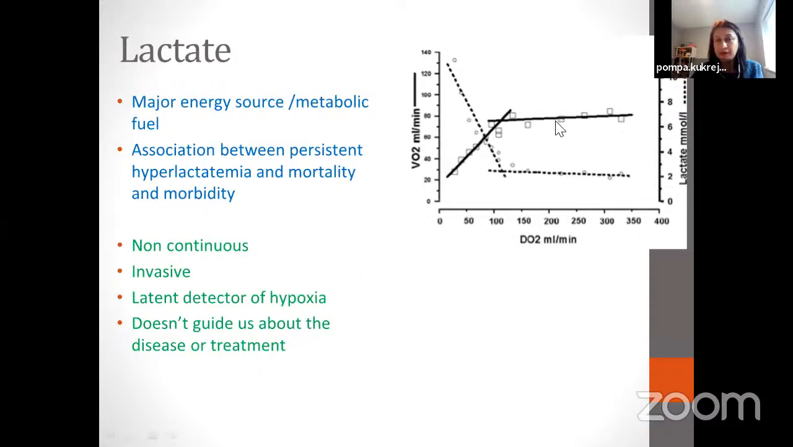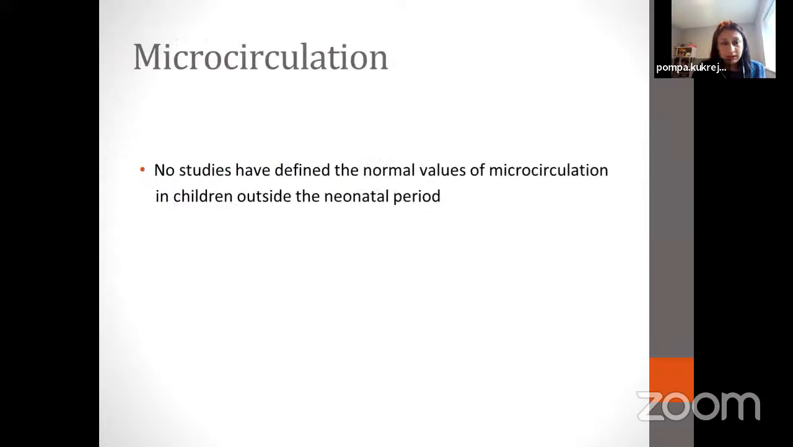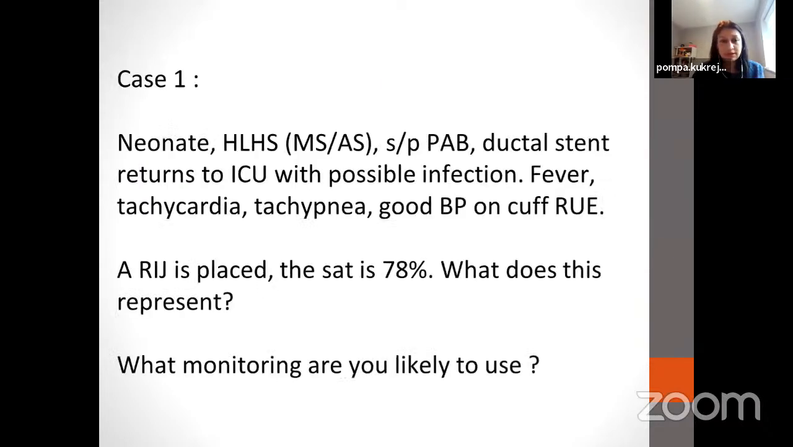That is the problem. And as you can see, this is the DO2 and VO2 relation. I don't need to go over it, but basically VO2 is normally independent of DO2 over a wide range of values. But when you reach your critical value around this intersection, then VO2 will fall with DO2. So I think it's important. And at that point, you'll also see a rise in your lactate. And in terms of microcirculation, we don't have studies that define the normal values of microcirculation in children outside the neonatal period, so we don't use it.